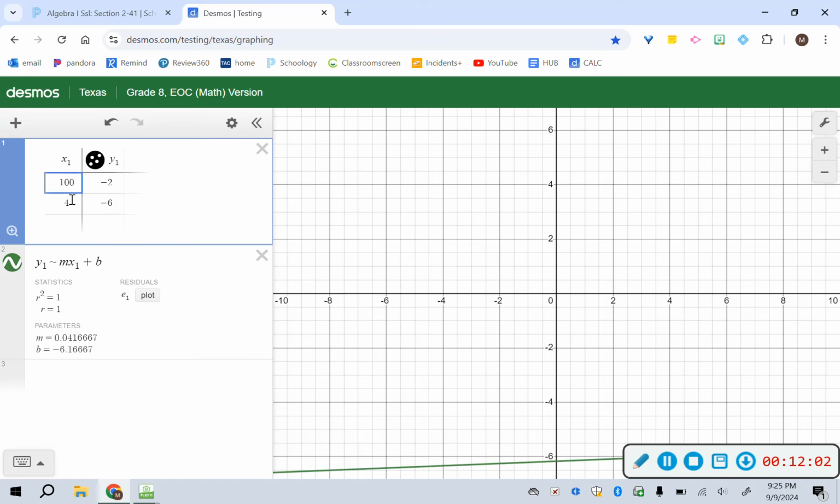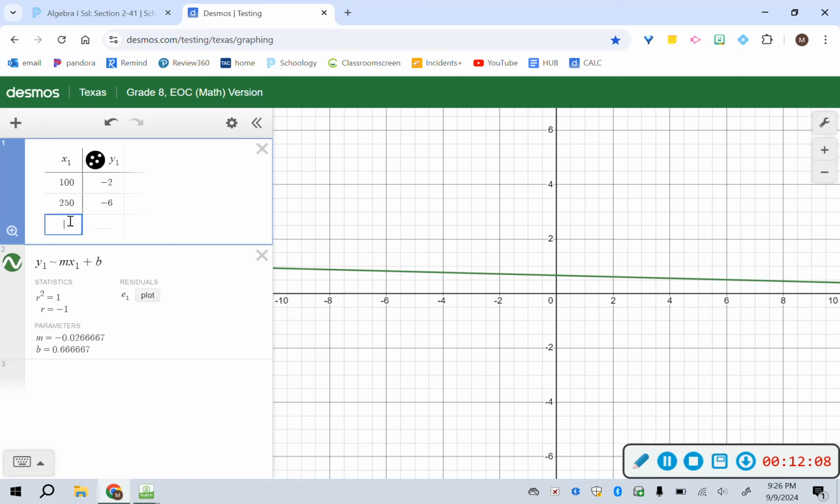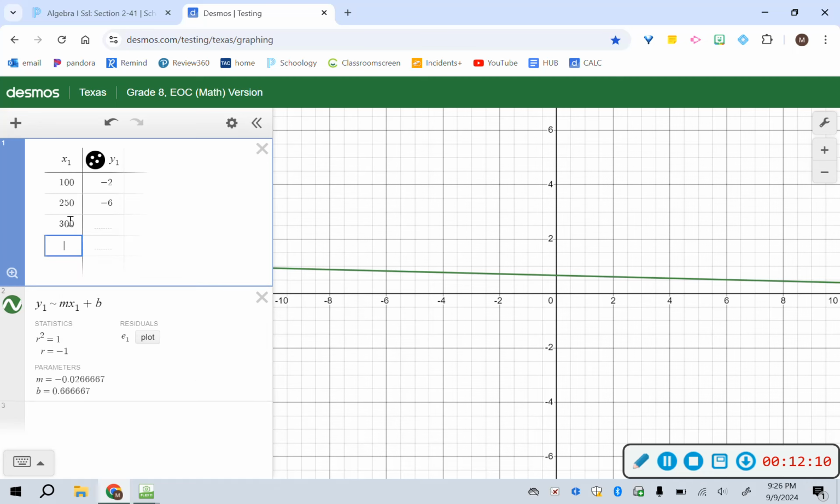100, 250. Now, when I'm putting in stuff in my table, I cannot put dollar signs, just the numbers. You don't need the decimals either because they're whole numbers. 350, 425. I don't even have to retype my y1 squiggle that's already there. So I know that m is 1.5 and b is negative 100.